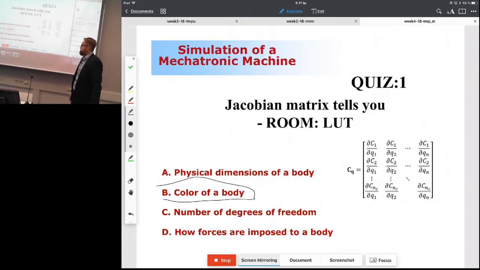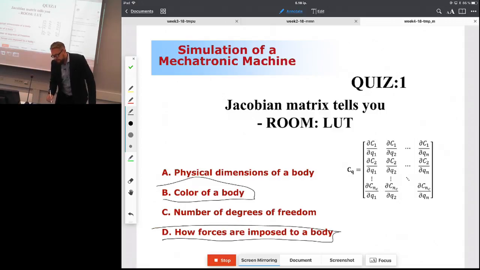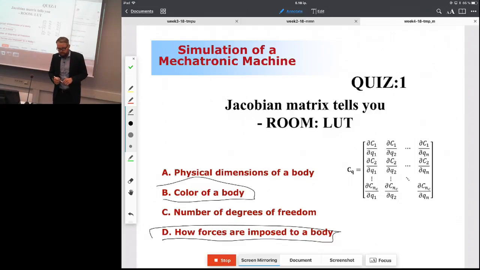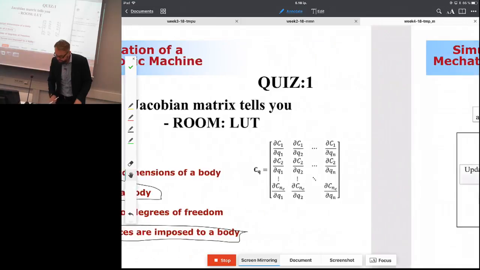Okay, physical dimension of the body. No, we have not discussed that. You cannot define that based on the Jacobian matrix. D, check your notes. There has been no discussion about the forces so far. I have only mentioned that there is something called forces, but you have no idea what forces mean in reality. So that's why the forces are the trick question. Okay, so let's practice a little more.